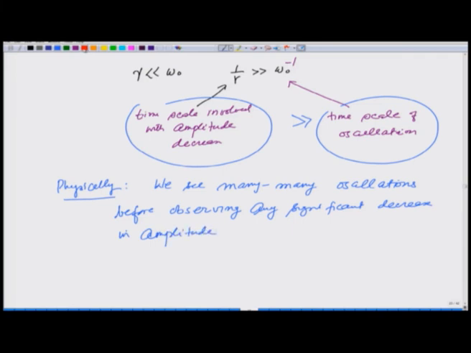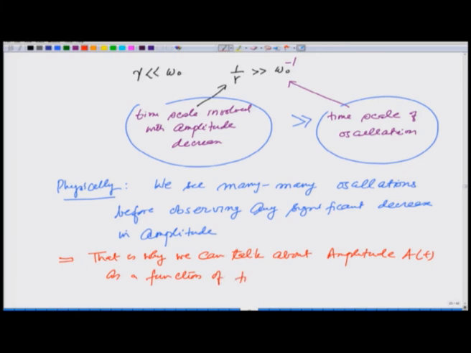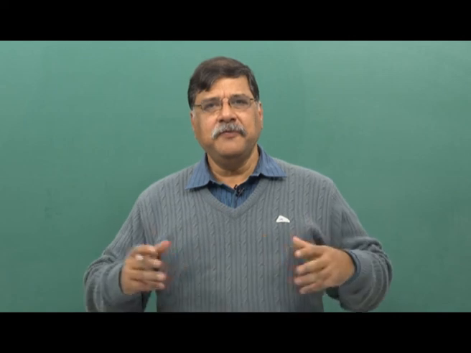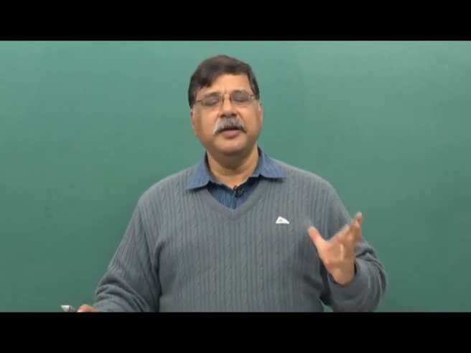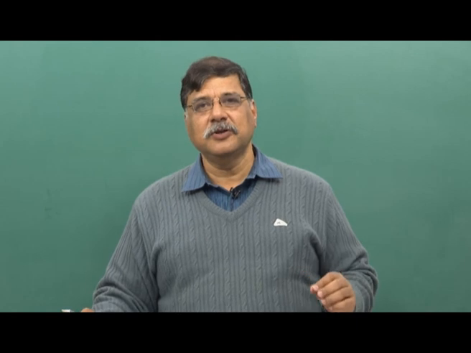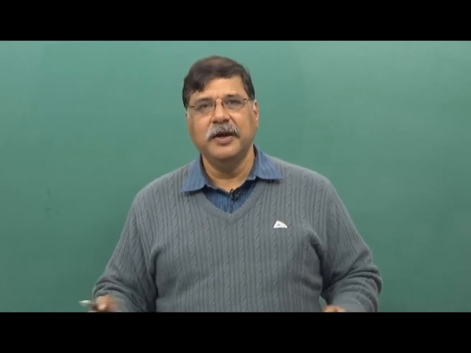What it also means is that is why we can talk about amplitude A(t) as a function of time. Let me explain that. If for 10, 15, 20 oscillations I see that there is hardly any decrease in the amplitude, then only I can say this is oscillating with amplitude A(t) at a given time.